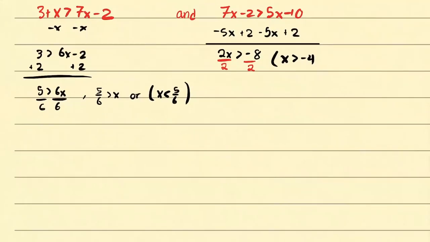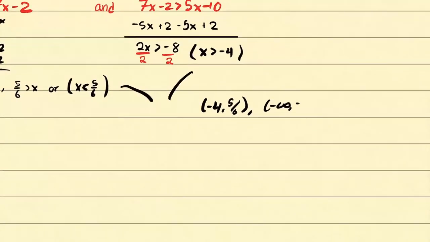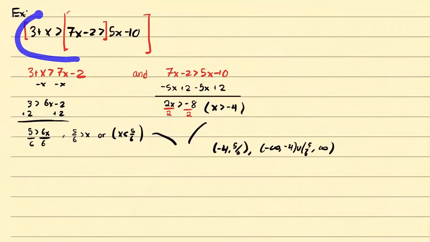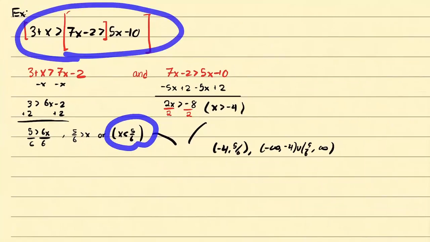So now what I'm going to do is recombine these as a single solution set. And it's kind of confusing because is this going to be -4 to 5/6, or negative infinity to -4 union 5/6 to infinity? Does anyone have a guess? Which of these two will it be? The first or second? First. Yeah, it's going to be the first. So the trick with this compound inequality is both of these must be true at the same time.